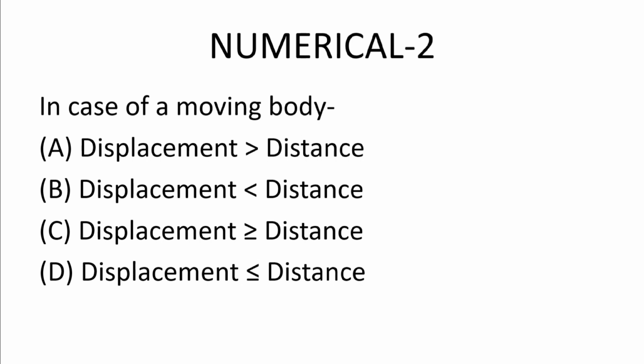Let us take another numerical. In case of a moving body, A, displacement is greater than distance, displacement is less than distance, displacement is greater than or equal to distance, or displacement is less than or equal to distance. In case of a moving body, displacement is always less than or equal to distance, because displacement is the shortest distance between initial and final position of a body, while distance is the total length of path covered by the body. So option D is the correct answer.